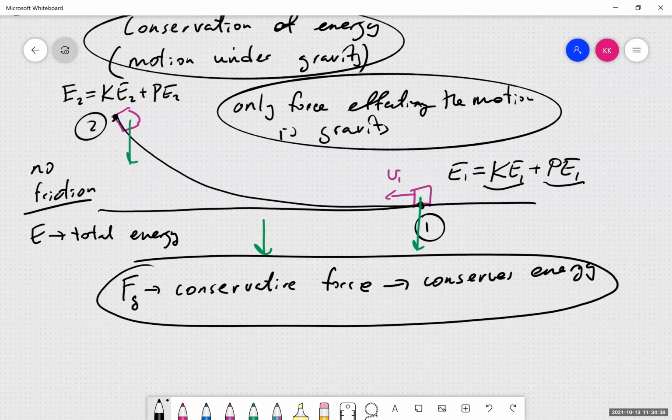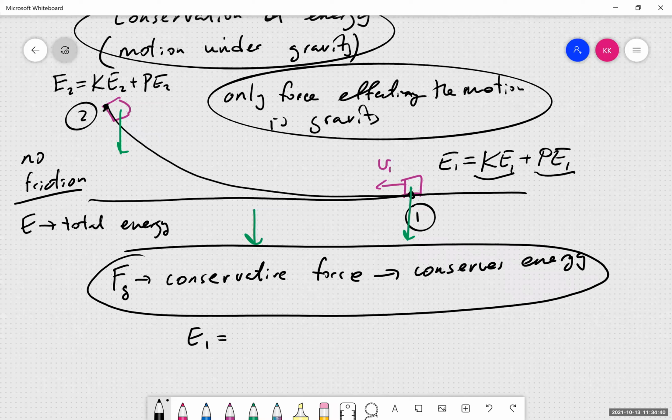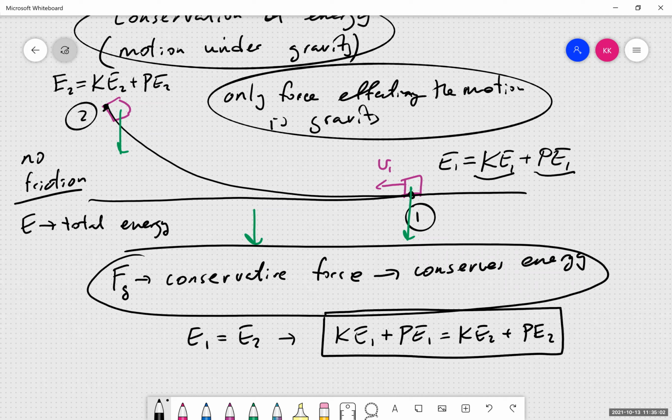That means what I can say here is that energy at point 1 will always be equal to energy at point 2. That means the sum of kinetic energy at point 1 and potential energy at point 1, not individual, but their sum, will be exactly equal to the sum of kinetic energy at point 2 plus potential energy at point 2. All right, so this is what we call conservation of energy.